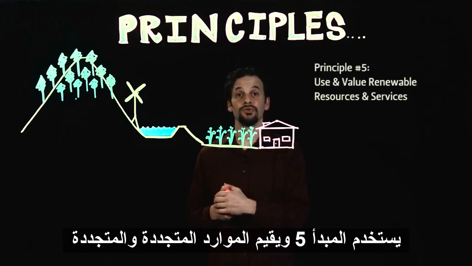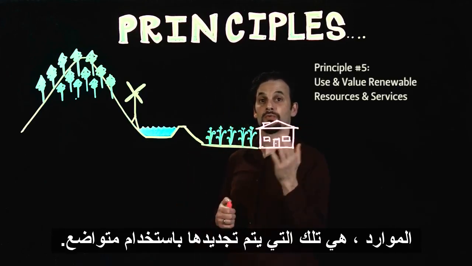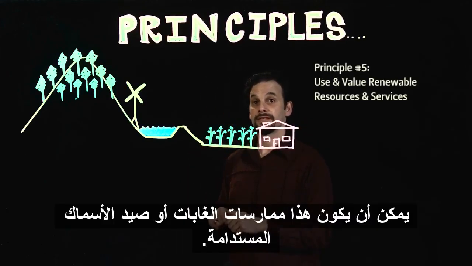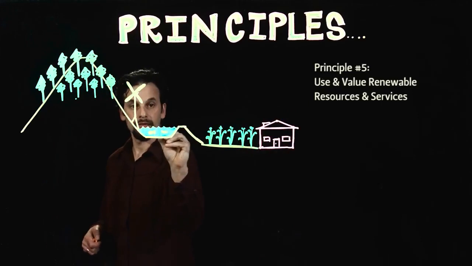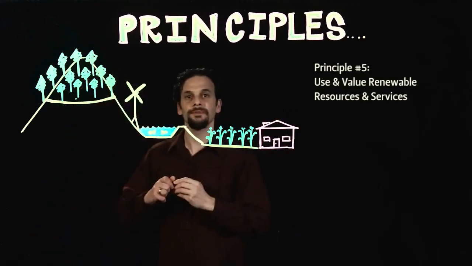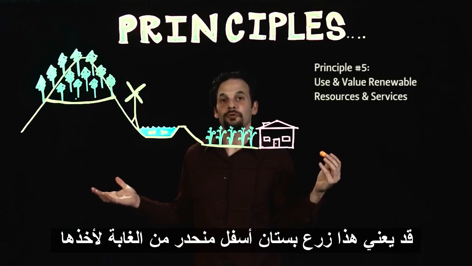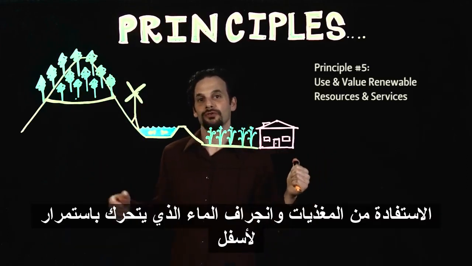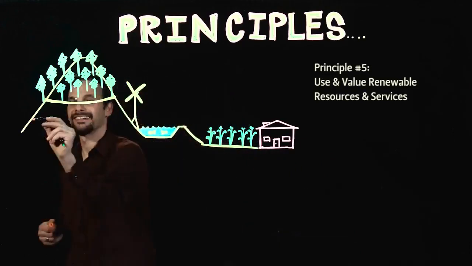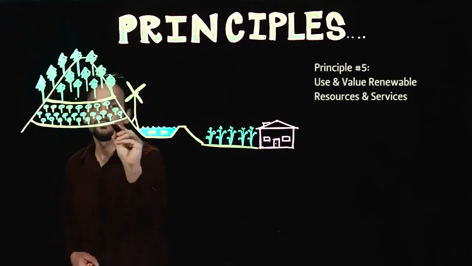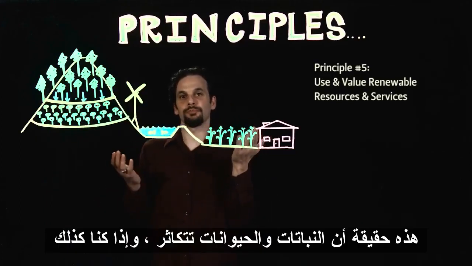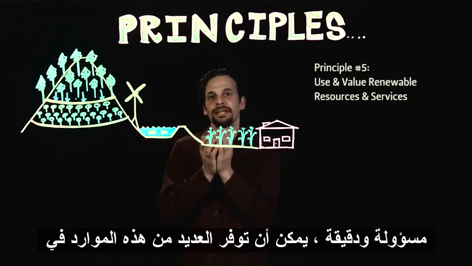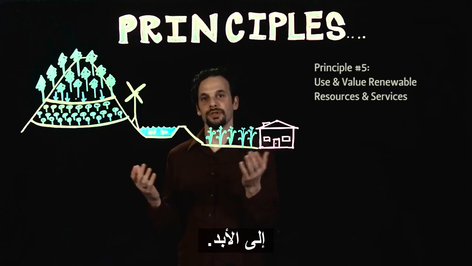Principle 5 is use and value renewable resources. Renewable resources are those which replenish with modest use. This could be sustainable forestry or fishing practices. This could mean planting an orchard downslope from a forest to take advantage of the nutrient and water drift that continually moves down the hill. This is the wind. This is the fact that plants and animals breed, and if we're responsible and careful, many of these resources can provide in perpetuity.